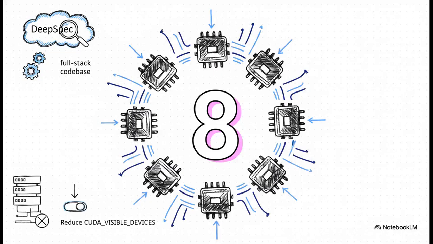Speaking of GPUs, the repository has certain hardware assumptions baked in, and the number 8 is key here. The default hardware configs and scripts assume you're operating on a single node equipped with 8 GPUs. If you're running with fewer than 8, you've got to remember to manually reduce your CUDA visible devices environment variable, otherwise the scripts will literally crash trying to find hardware that just isn't there.